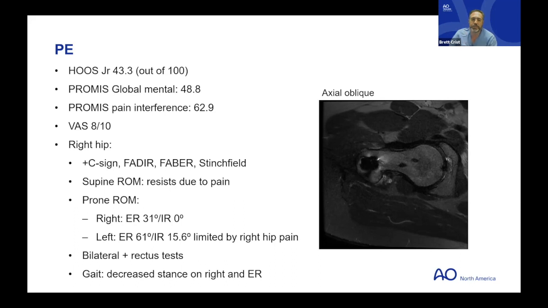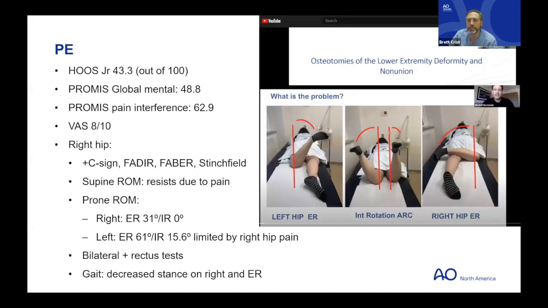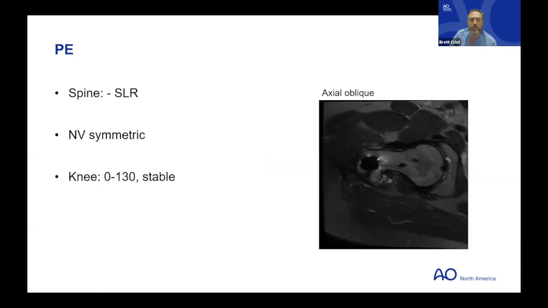His anterior hip structures were tight with bilateral rectus tests, and he was limping basically on the right side. So this is a great shout out to the osteotomy and deformity non-union course that we did last summer. This is Mitch showing how to do a prone hip exam. These are available on the AO North America Trauma YouTube channel. You can see the whole course.